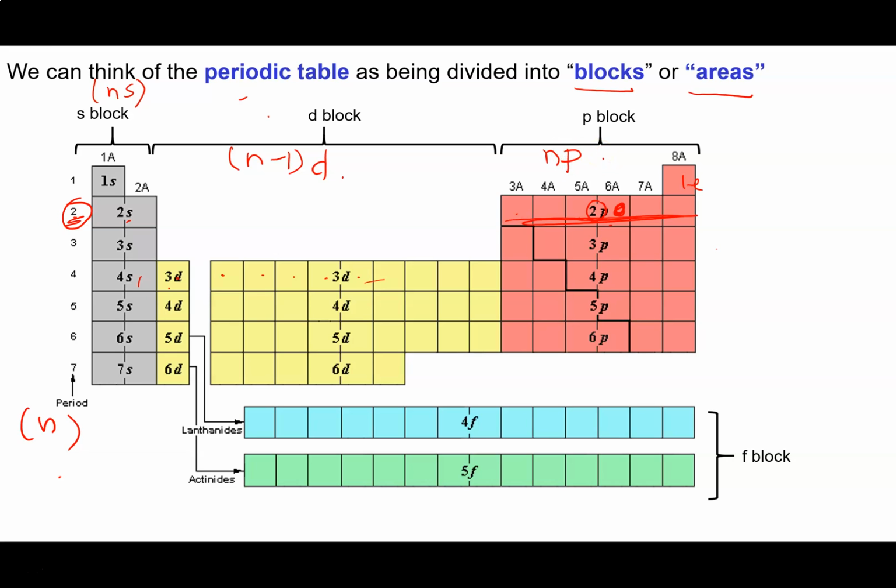Now this gets a little weird. When we're in n equals 6, period 6, you can see that the f subshell that we're filling up as we move across here is the 4f, so it's 2 behind. So people often label that (n-2)f. So you'll see people label periodic tables like this. For you guys, you want to hang on to that, keep that in the back of your mind.